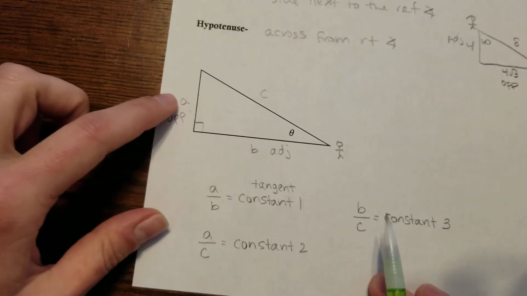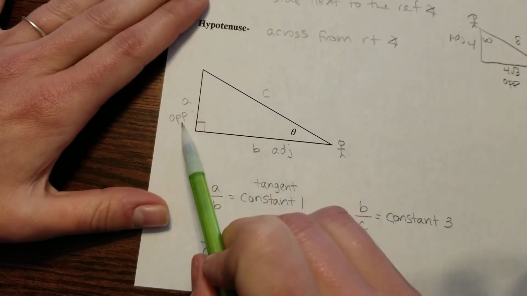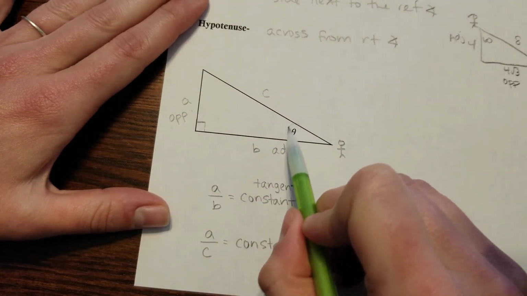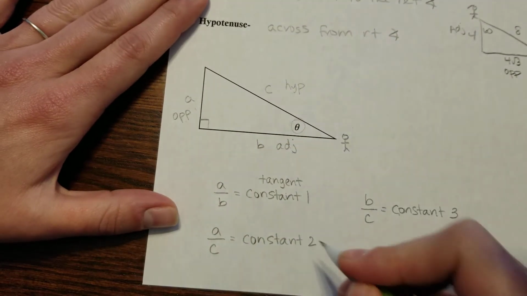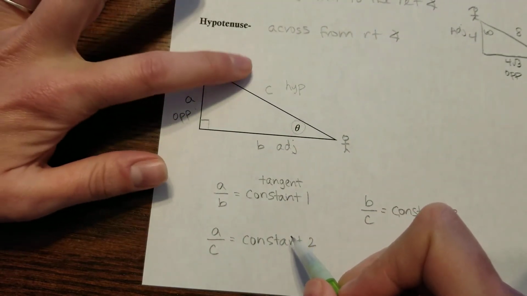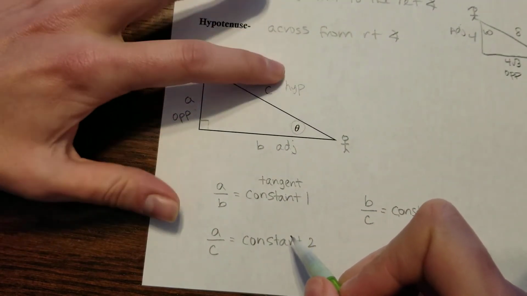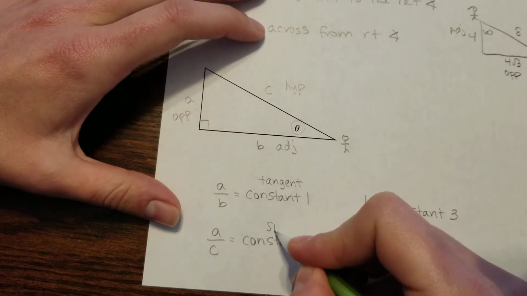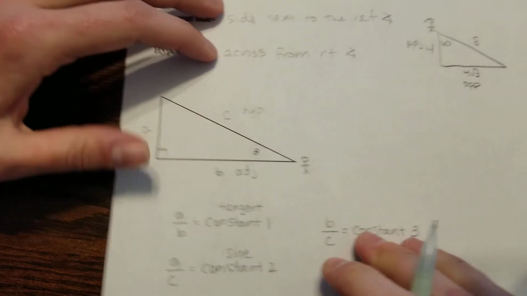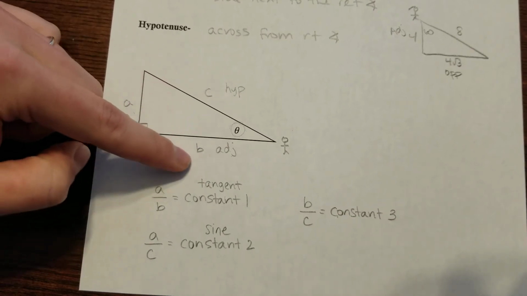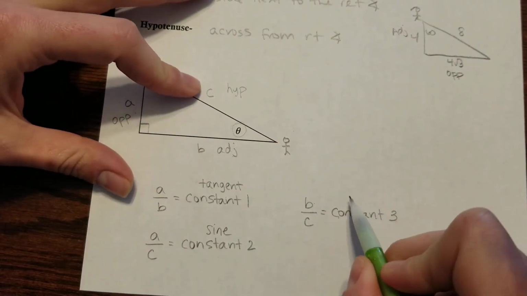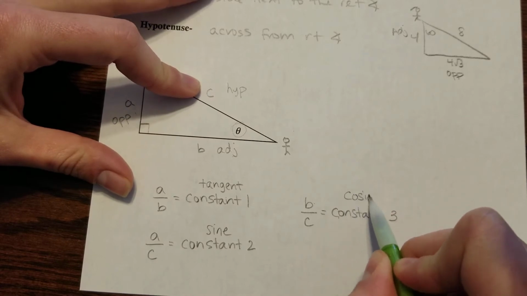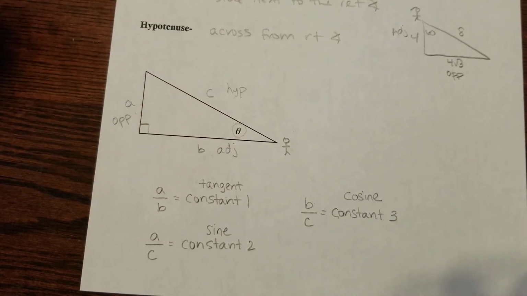Anytime we compare, if we look at A and C, A is still our opposite side because we're still going to be talking about theta as our reference angle. C is our hypotenuse. So anytime we do A over C, opposite over hypotenuse, we're going to call that sine. And then B over C, which is our adjacent side and our hypotenuse, so adjacent over hypotenuse, we're going to be calling that cosine. Now we're going to look at a little table to help us organize this information.